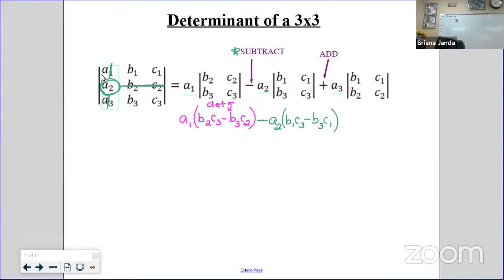And finally, the last number in that first column: cross off what it's involved in, its row, its column. The leftovers are the 2 by 2 that we'll find the determinant of. So A3 will get multiplied by B1C2 minus B2C1, with a plus between them.